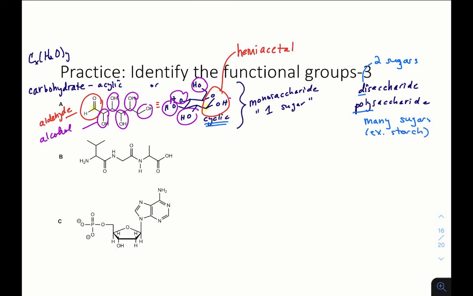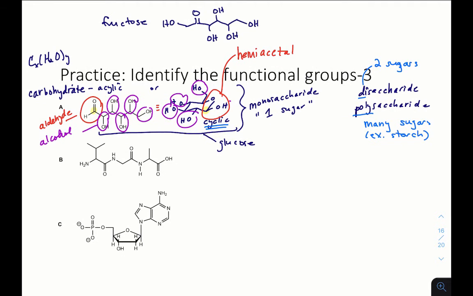And for fun, I can show you one more sugar. So we looked at glucose. Molecule A is glucose. We can also look at fructose. And I'll draw fructose up at the top of the page. And I would like for you to identify the functional groups in fructose. We still have a bunch of alcohols. What's different? Yeah, we have a ketone instead of an aldehyde.